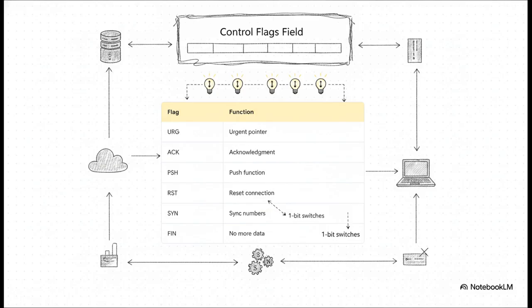For instance, URG means the urgent pointers field is significant. ACK makes the acknowledgement field valid. PSH triggers the push function. RST, that'll just instantly reset the connection. SYN synchronizes those sequence numbers when you first connect. And FIN smoothly tells the other side, hey, no more data from the sender. Just 6 microscopic switches running the whole show.